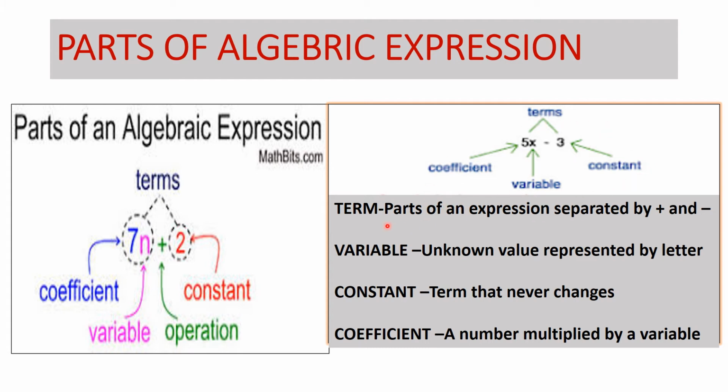Now let us discuss terms: parts of an expression separated by plus and minus. So these are terms. A variable is an unknown value represented by a letter. A constant is a term that never changes. Okay, this is a term which never changes. It has a constant value. And a coefficient is a number multiplied by a variable. You can see a number multiplied by a variable is the coefficient.